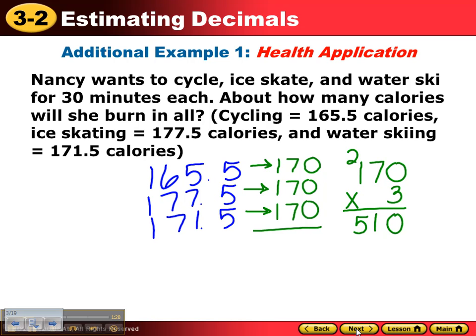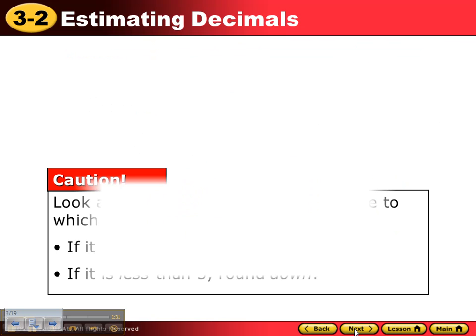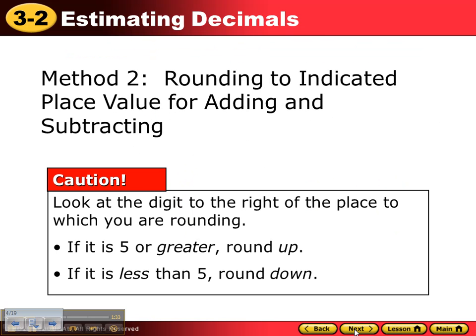Our next method that we talked about in class is using rounding to the indicated place value for adding and subtracting. Remember, when I'm rounding, if it's 5 or greater, I'm going to round up. If it's less than 5, I'm not going to round down, but I'm going to keep it the same. Again, I'm going to look to the number next to the place value that I'm talking about.